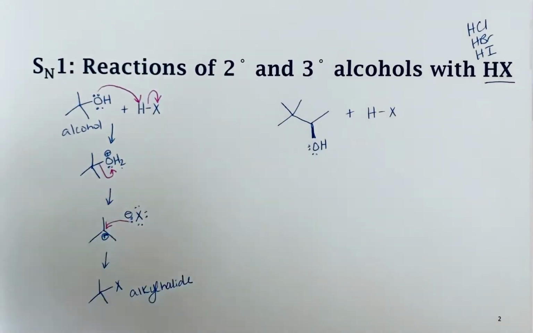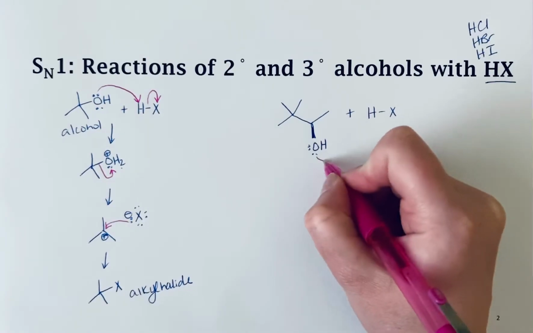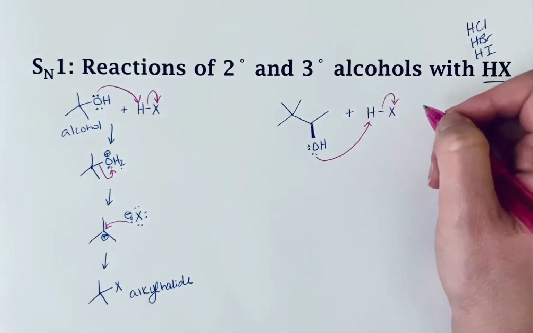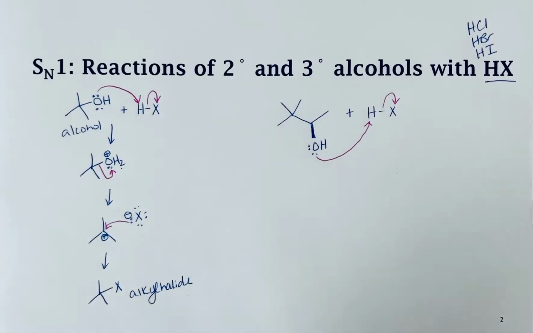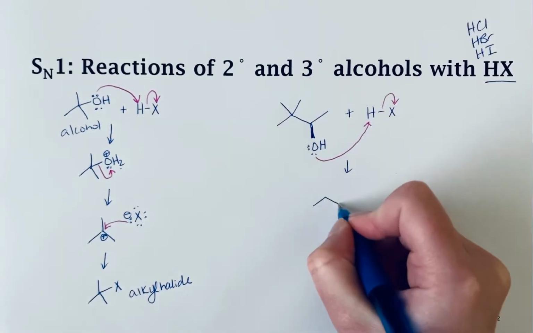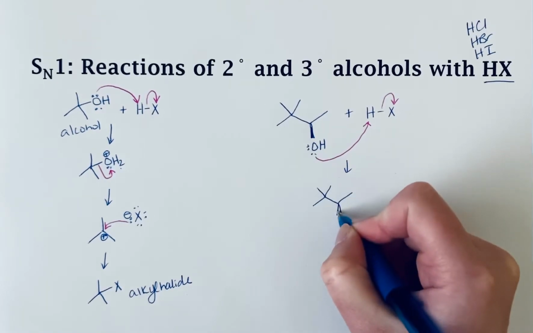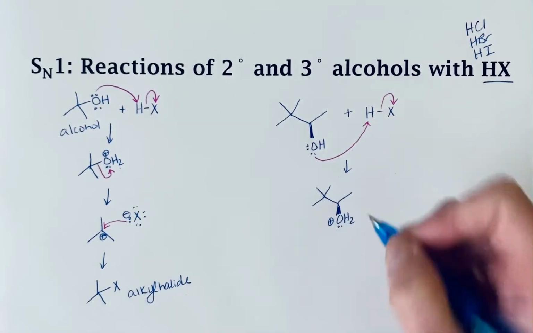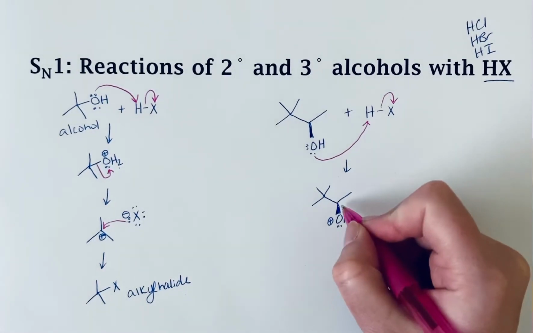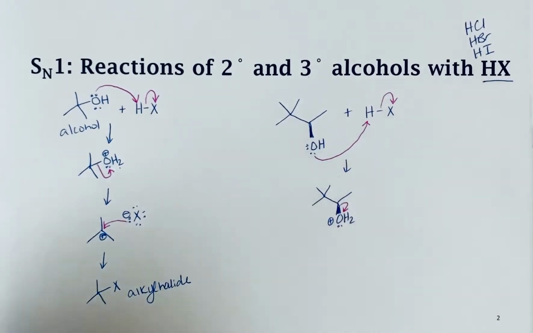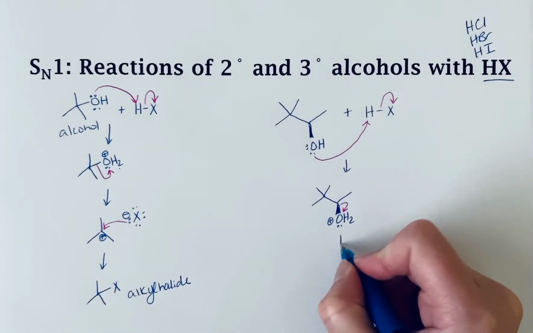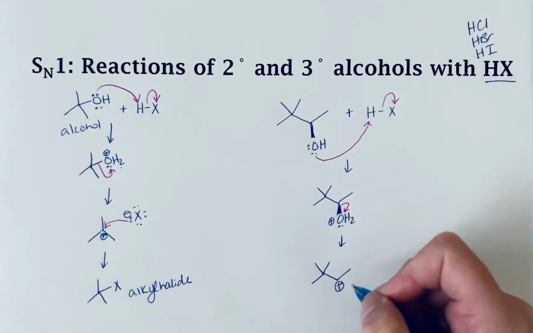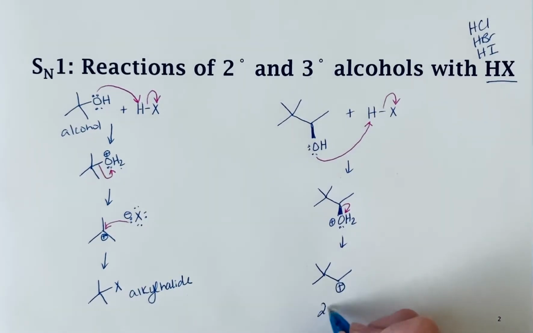Your alcohol with its lone pairs of electrons is going to act as a base and attack that acidic hydrogen, breaking the bond between the hydrogen and the halogen. And so we get this protonated alcohol as an intermediate. The protonated alcohol is, again, a really good leaving group, and it's going to do what good leaving groups do, and it's going to leave. This gives us a carbocation. In this case, we have a secondary carbocation.